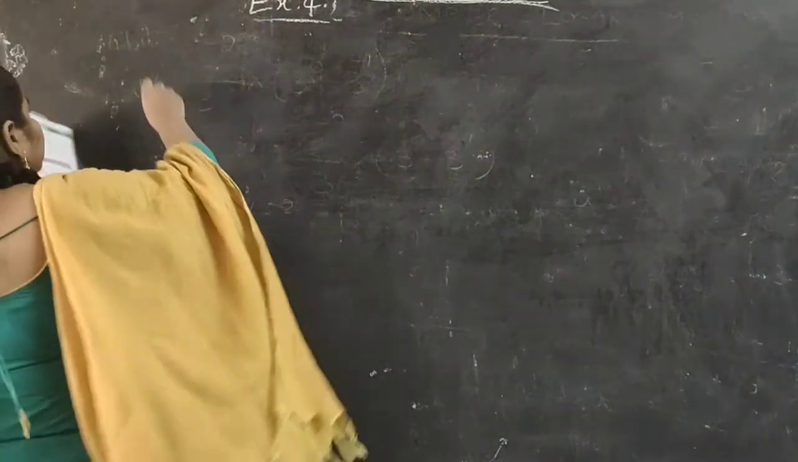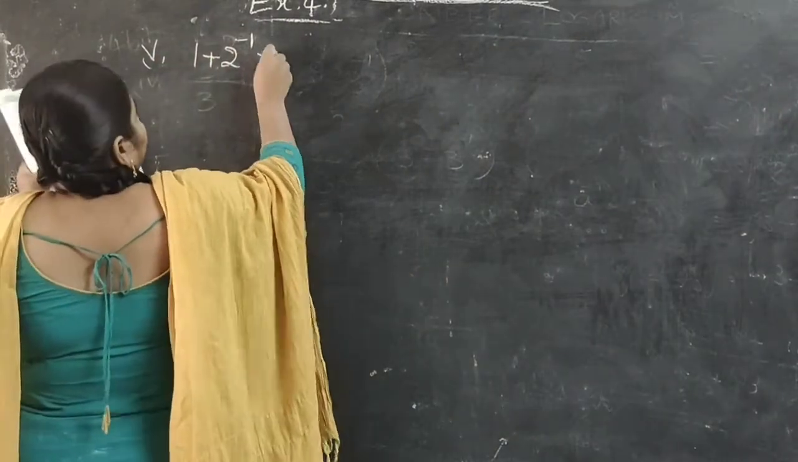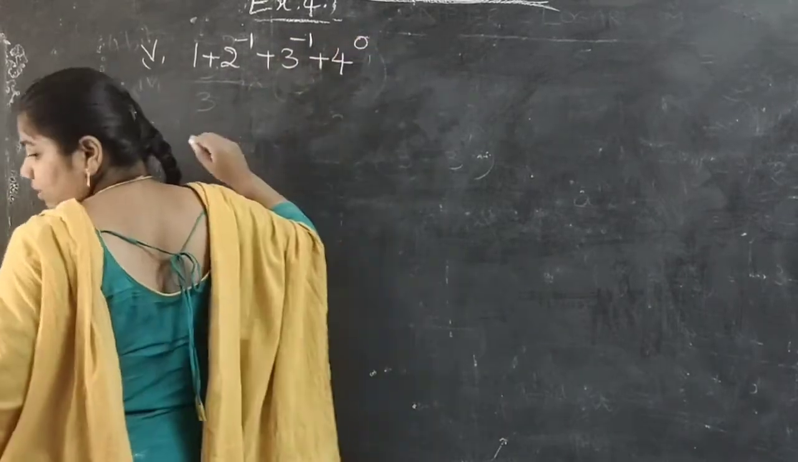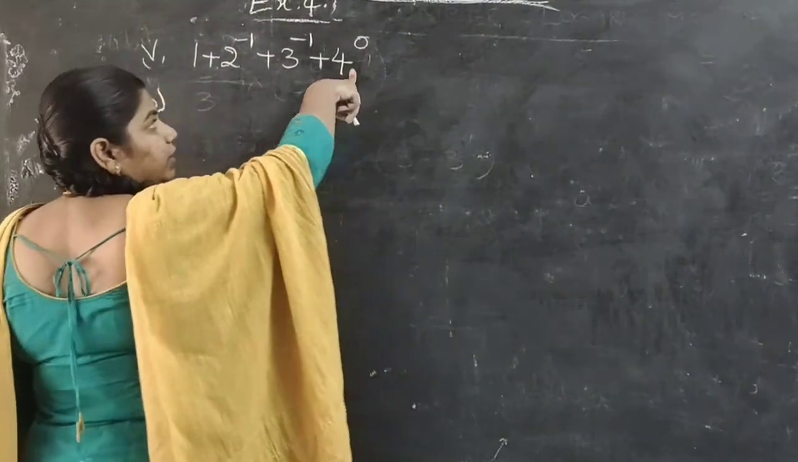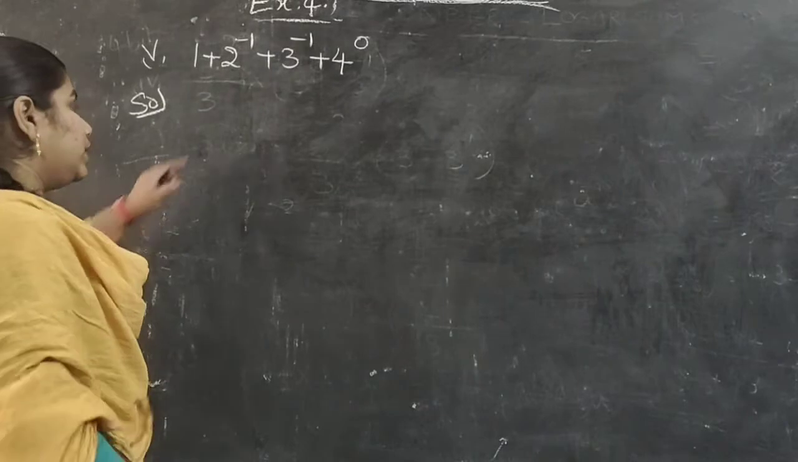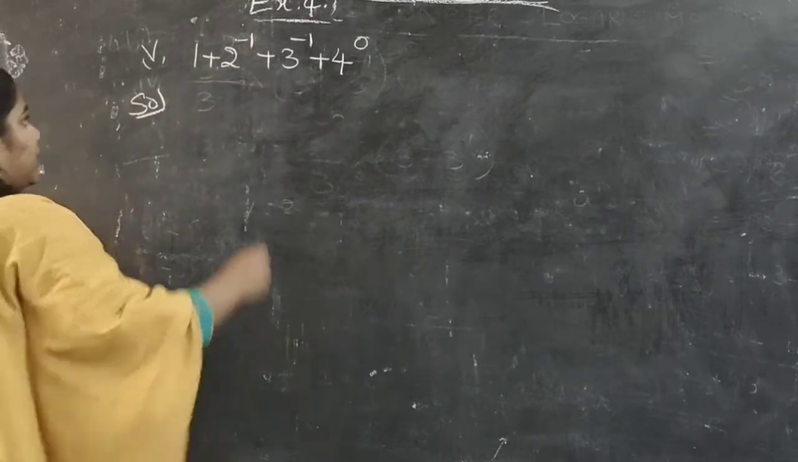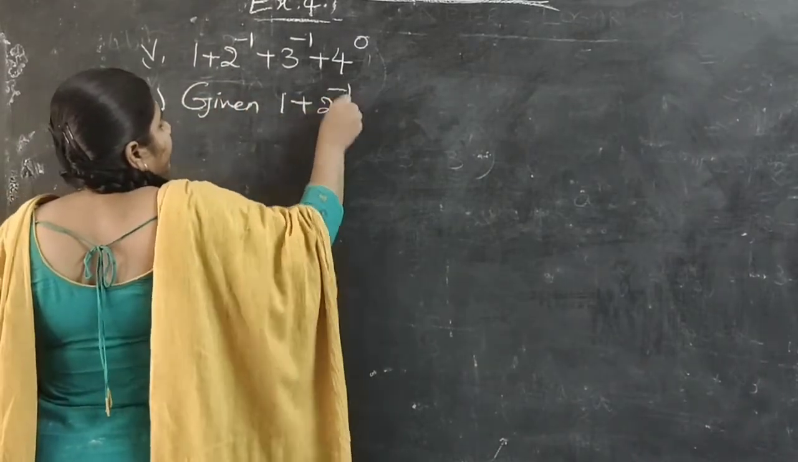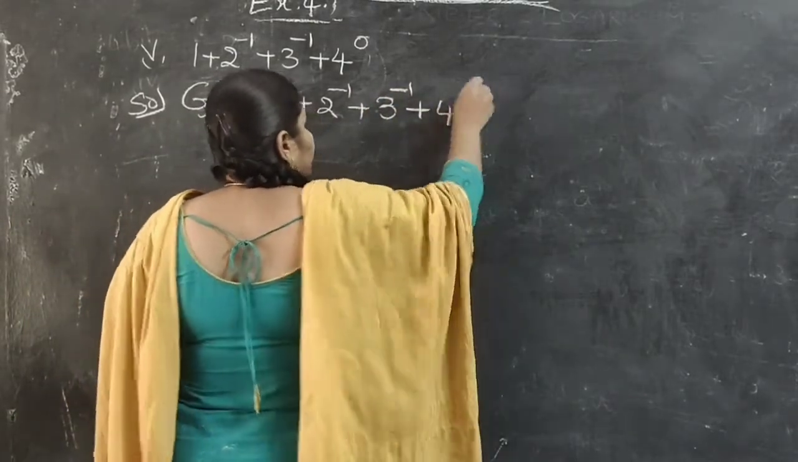So next is the fifth problem: 1 plus 2 power minus 1 plus 3 power minus 1 plus 4 power 0. Which formulas can we apply here? One is a power 0, a power any value, a power 0 will be equal to 1, and this is in the form of a power minus n. A power minus n can be written as 1 by a power n.